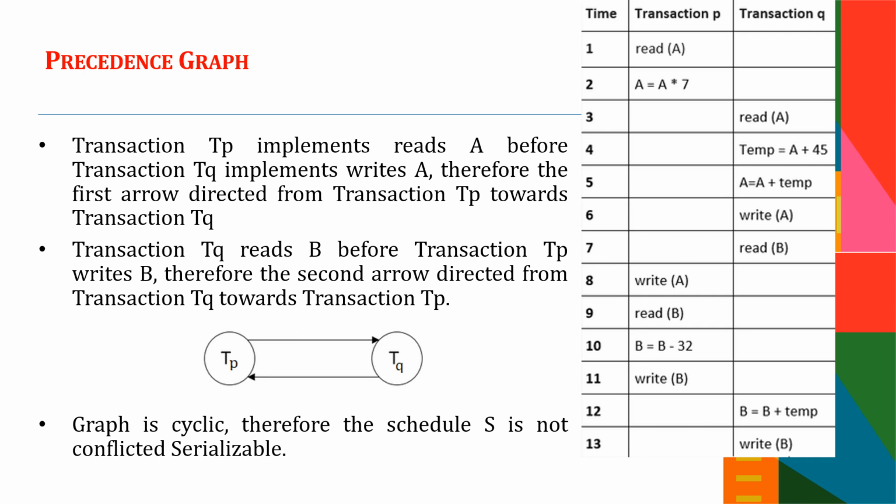Then the transaction TQ reads B before transaction TP writes B. Therefore, the second arrow is directed from transaction TQ towards transaction TP. We can see that there is a cycle in this graph. Since the graph is cyclic, the schedule S is not conflict serializable. So with the help of this precedence graph, we can determine whether the schedule S is conflict serializable or not. If the graph contains loops or cycles, then it is not conflict serializable.